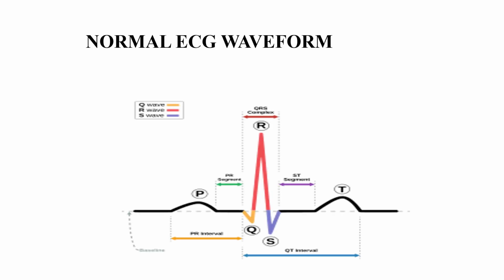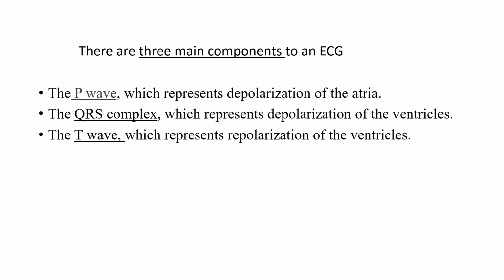This is a normal ECG waveform. Normal ECG waveform having PQRST wave. There are three main components to an ECG wave. First one is P wave, next one is QRS complex, then T wave.